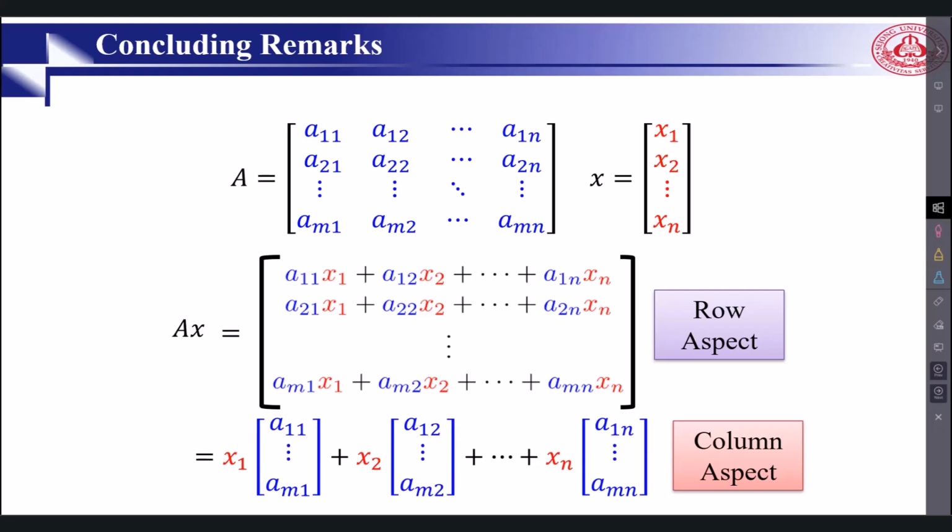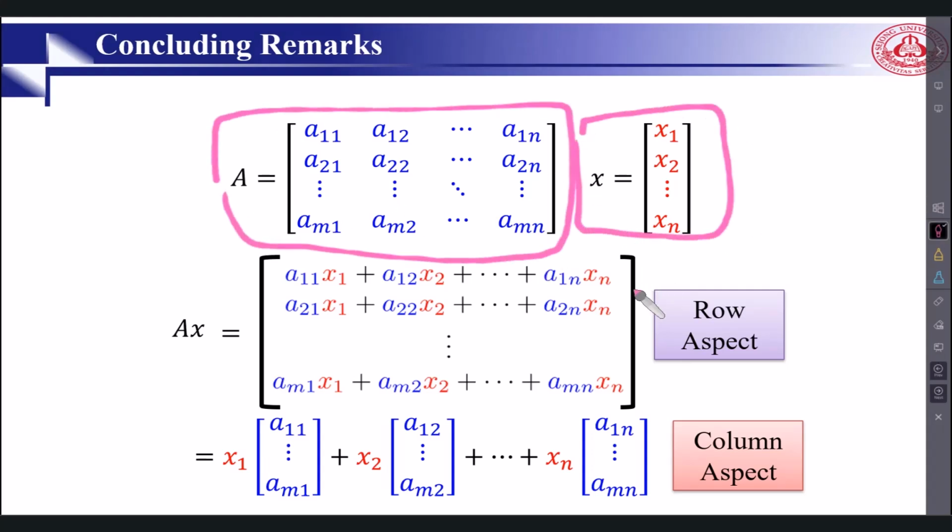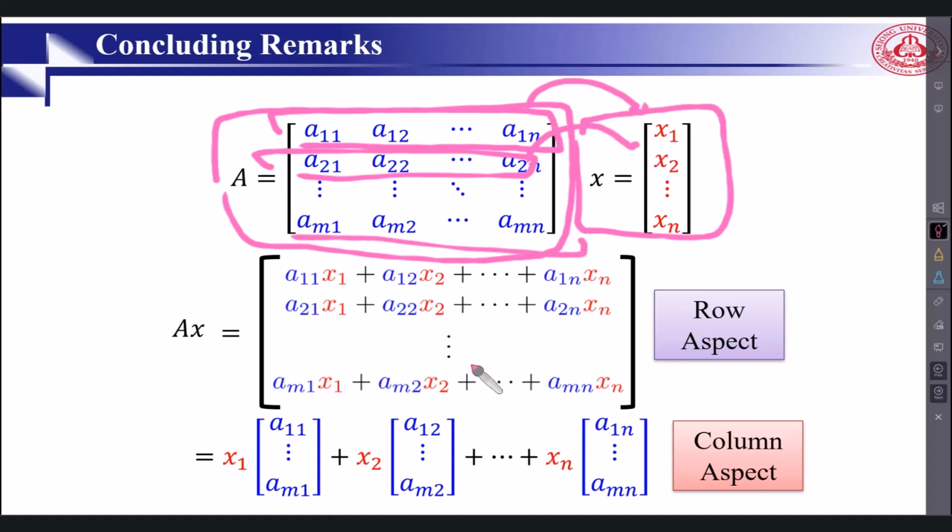So here we can look at this vector and matrix multiplication in two ways, the row aspect or the column aspect. We have this matrix A, and we have this X as a vector. From the row aspect, each row is multiplied by this vector, and this row again is multiplied by this vector, up to N. From the column aspect, we can say that X1 multiplies the first column, X2 multiplies the second column, up to N.